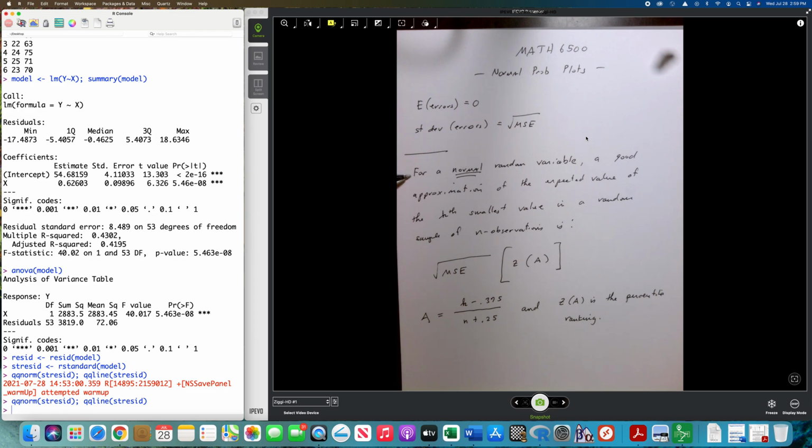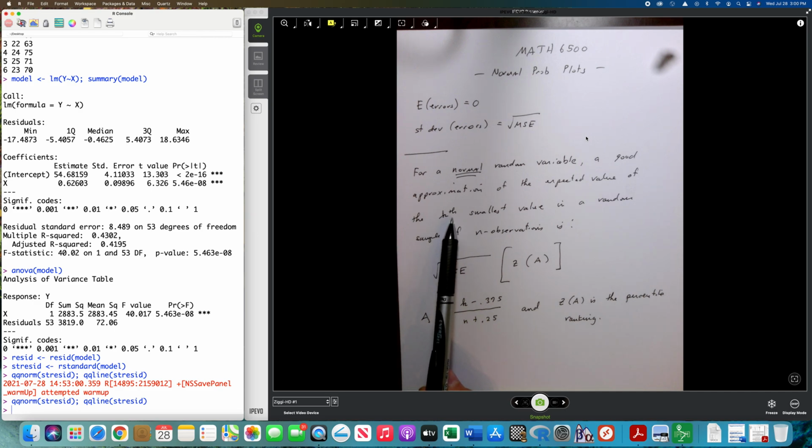For a normal random variable, in other words, we're assuming we have a normal random variable, so we're drawing from a normal distribution, a good approximation of the expected value of the kth smallest value in a random sample of n observations is equal to the square root of the mean square error times this function z of a. Now the a part, we take k, and k again is what? It's the rank, so it's the kth smallest value.